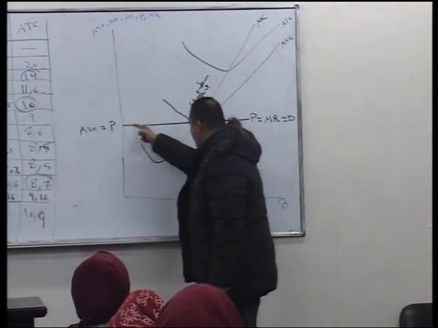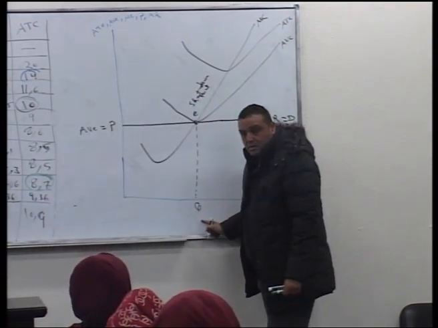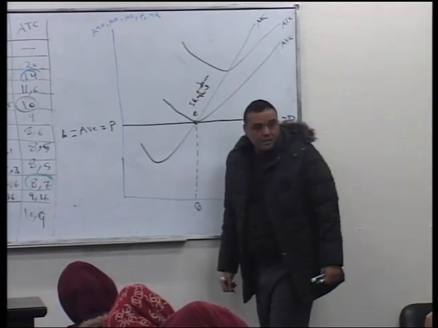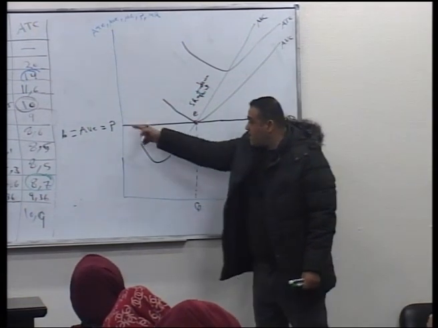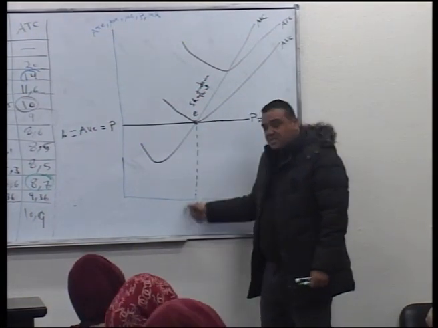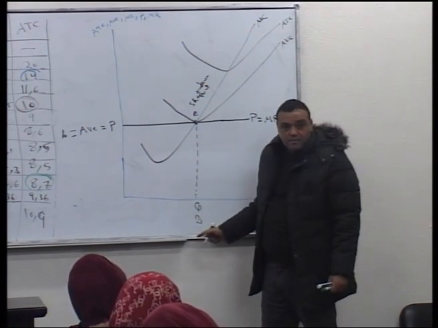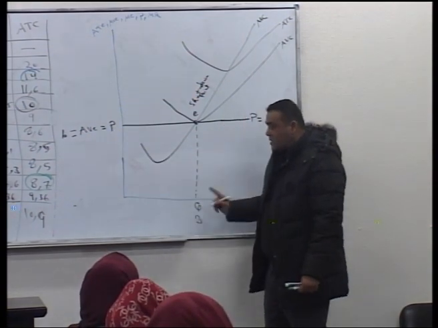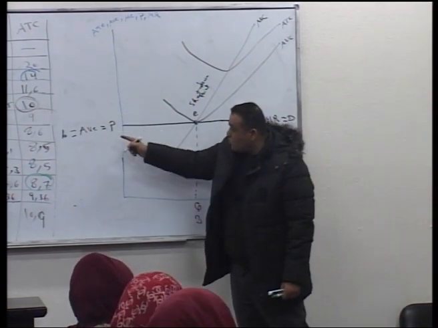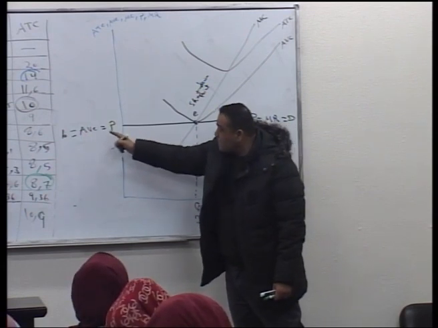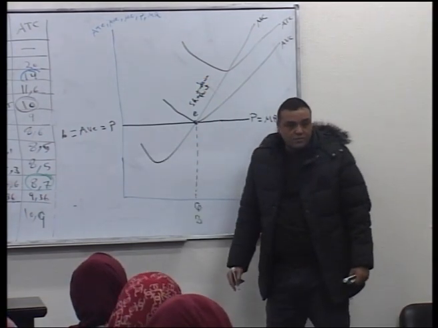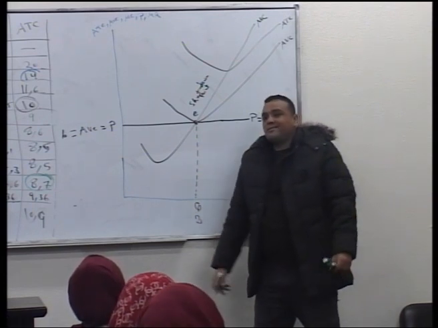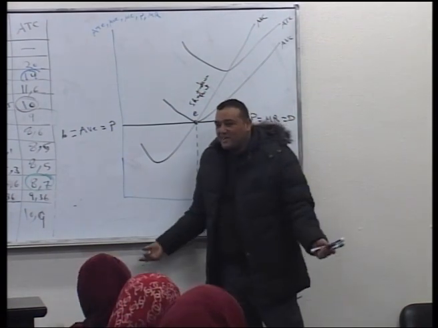How much is total revenue? Price times the quantity. Let us assume that the price equals 10 and AVC equals 10 as well. Price times quantity, let us assume it's 8 here. The total revenue equals 10 times 8 equals 80. The total variable cost TVC is 10 times 8, AVC times Q. Right? Do you understand?